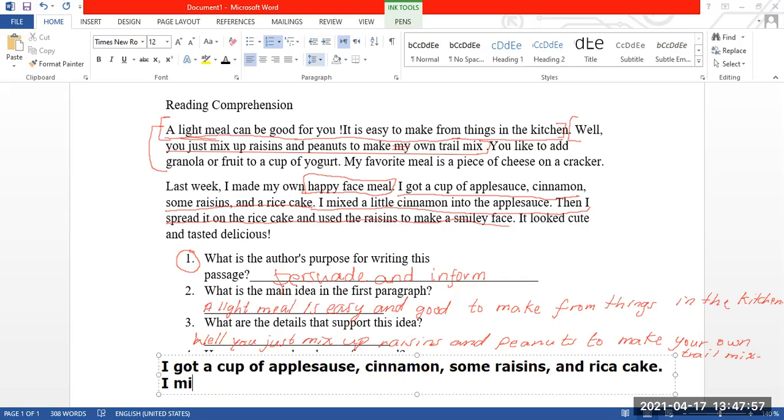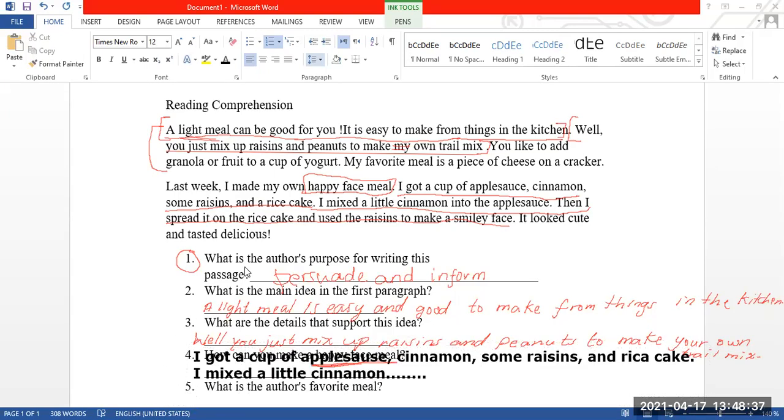I mixed a little cinnamon into the applesauce, then I spread it on the rice cake and use the raisins to make a smiley face. Try to finish it, okay? You can continue writing over here. So it's not so hard to try to answer such a question.